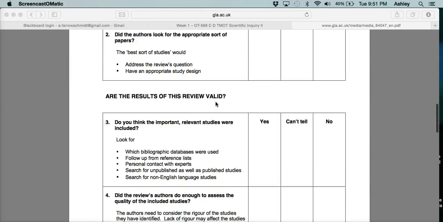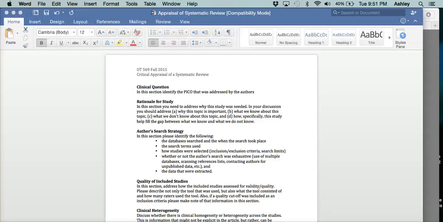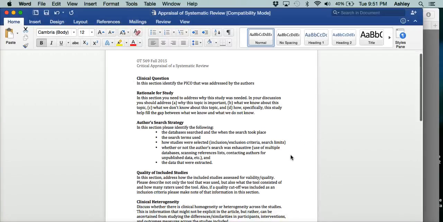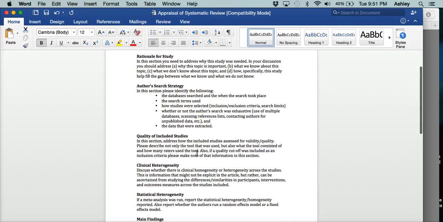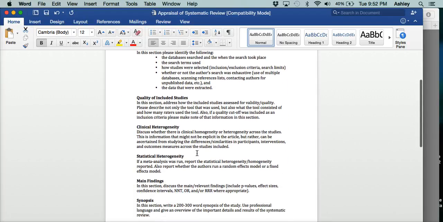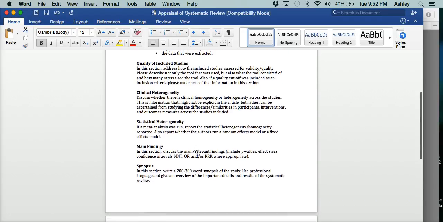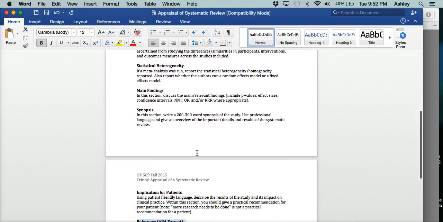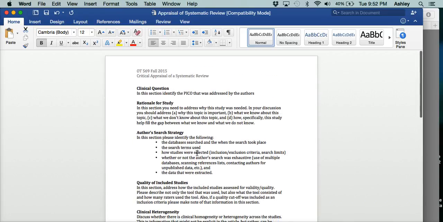Now let's take a look at the actual assignment. So this is the actual outline that you will use to complete the assignment. Essentially what you're going to do is take out my inputted information that explains what to do and put your information here and leave the headings. Make sure that this is in APA format, and of course, as always, is your best work. Now let's walk through it a little bit.